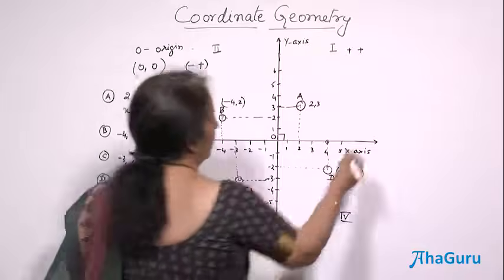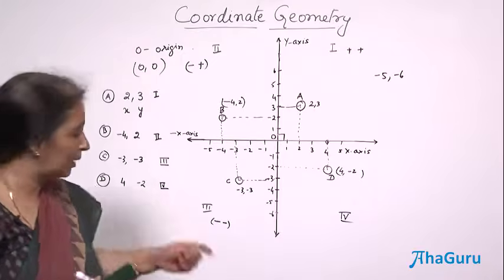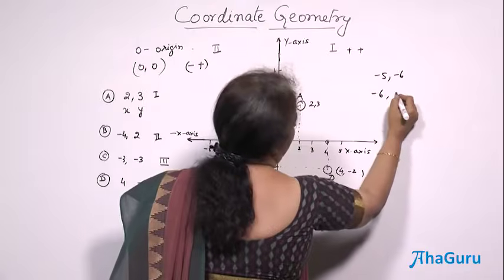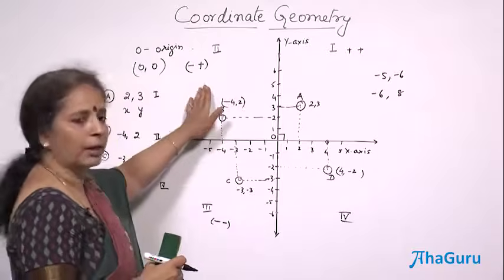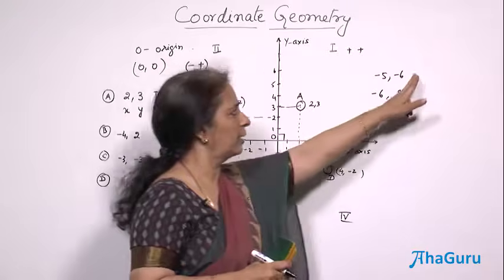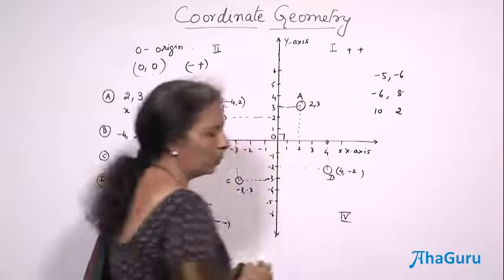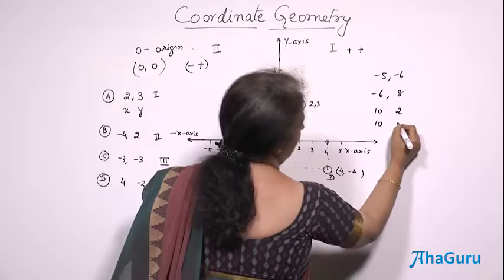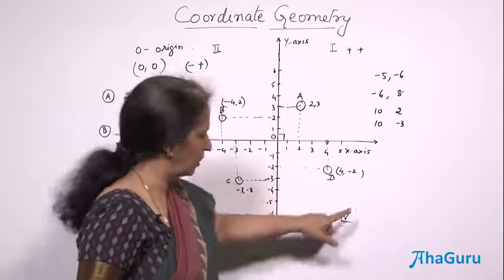If I just tell you, what about the point minus 5, minus 6, where does it lie? You don't even have to plot it. You can immediately say it lies in the 3rd quadrant. If I give you a point, say minus 6 and 8, x is minus, y is plus, it is in the second quadrant. So if the quadrant is asked, you can immediately write third quadrant, second quadrant. If I say 10 and 2, both are plus, first quadrant. Plus 10 and minus 3, x is plus, y is minus, it comes in the fourth quadrant.